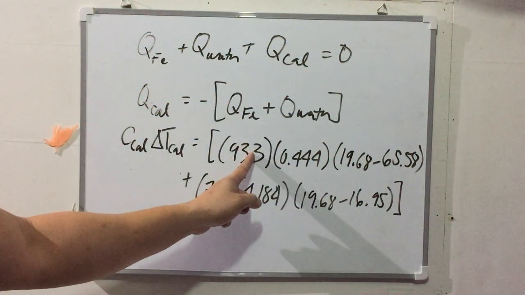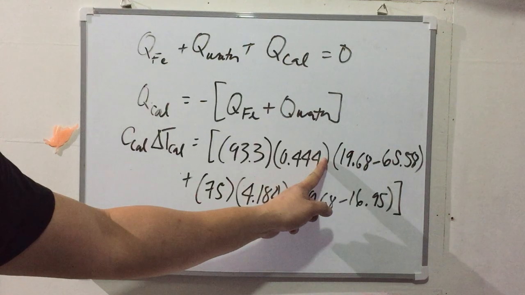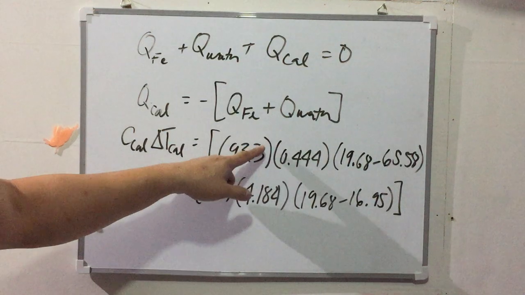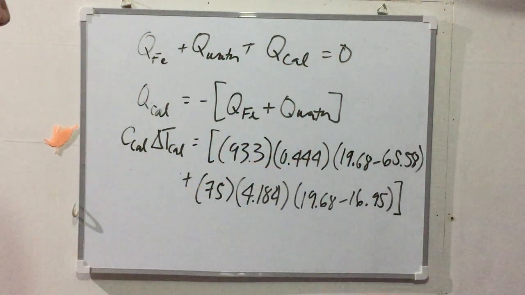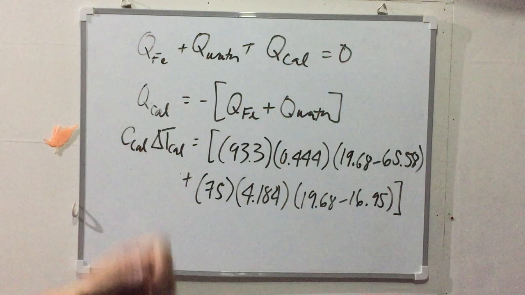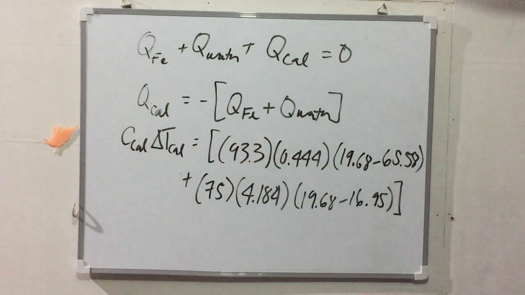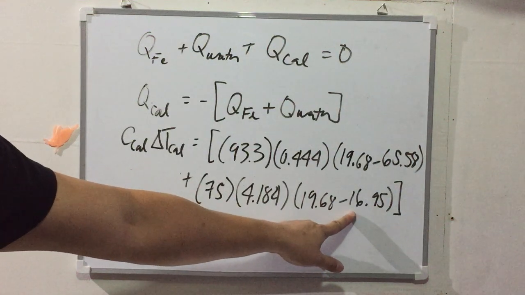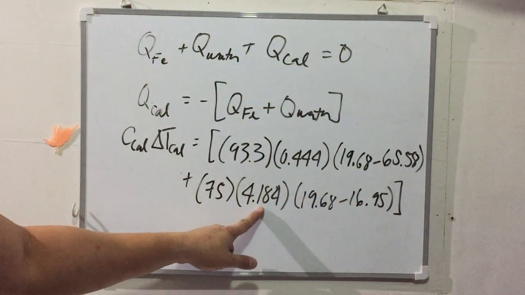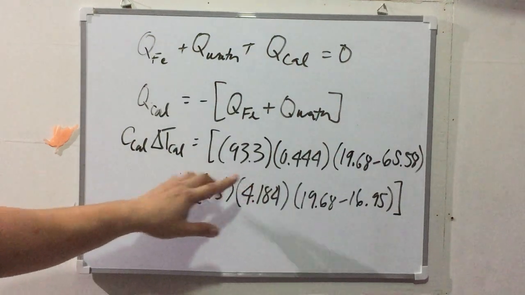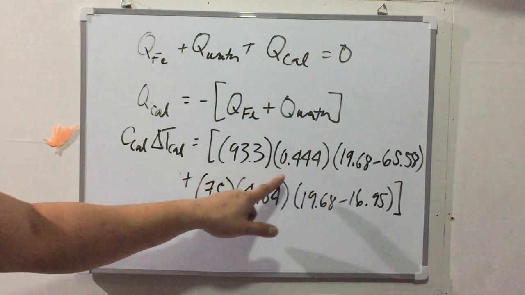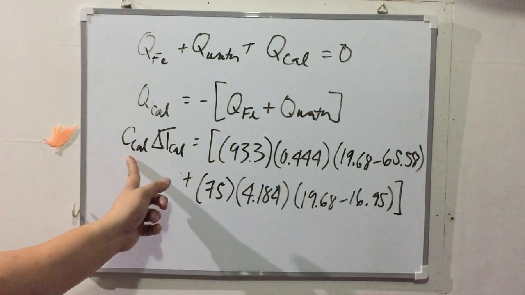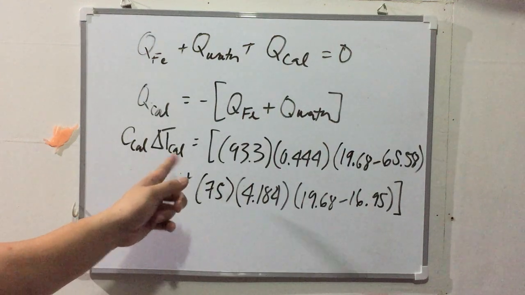Again, unit of gram, joules per gram degree Celsius. So degree Celsius cancels out, gram cancels out, what's left is joules. So it's the same thing here. This is degree Celsius, this is joules per gram degree Celsius, and this is grams. So grams and degree Celsius cancel out, so this entire thing would also have a unit of joules, which is the unit of C cal times delta T calorimeter.